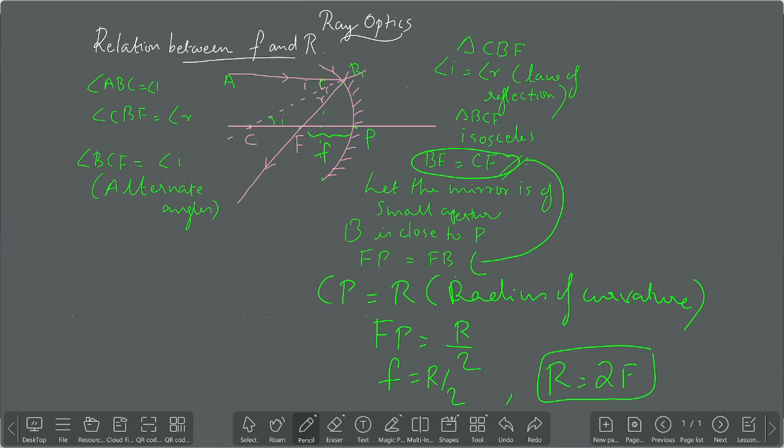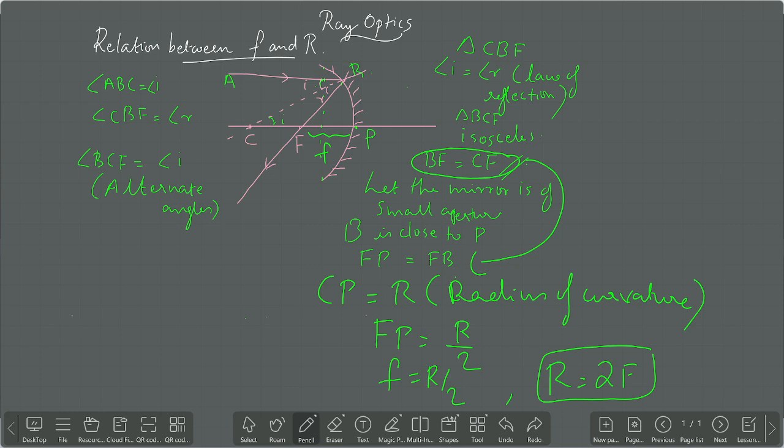Okay. Finally, this is close to this one. So, FP is almost equal to FB. Already we proved this and this are equal and this side is equal to this side. What does it mean? This side and this side are the same. Total distance is R. Same means what? This will be what? R by 2. Okay. So, that only I wrote. FP is equal to what? R by 2. So, R is equal to what? 2F. Hope it is clear.